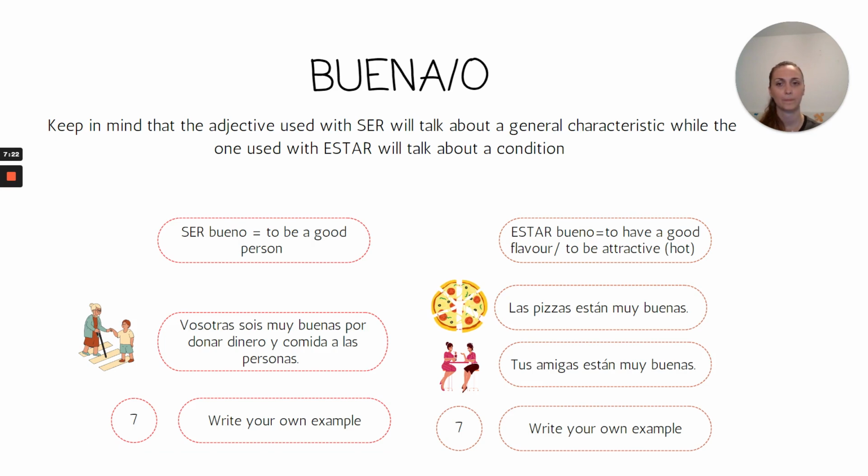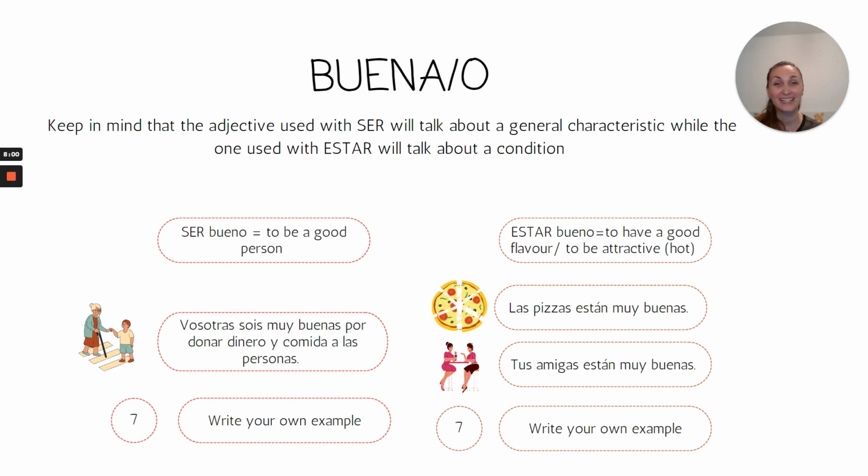Bueno, buena. Ser bueno, it means to be a good person. Okay? Vosotras sois muy buenas por donar dinero y comida a las personas. Estar bueno can have two meanings: to have a good flavor, yeah, and to be attractive, like to be hot, okay? Ejemplo 1, las pizzas están muy buenas. Ejemplo 2, tus amigas están muy buenas, okay? Write your own examples, process it.